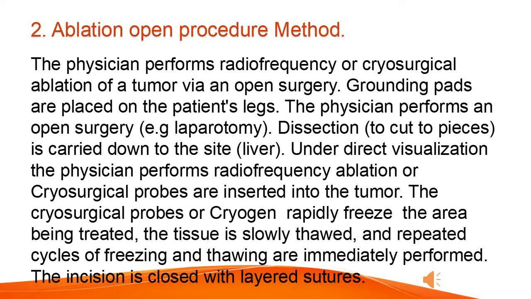The cryosurgical probes or cryogen rapidly freeze the area being treated, the tissue is slowly thawed, and repeated cycles of freezing and thawing are immediately performed. The incision is closed with layered sutures.